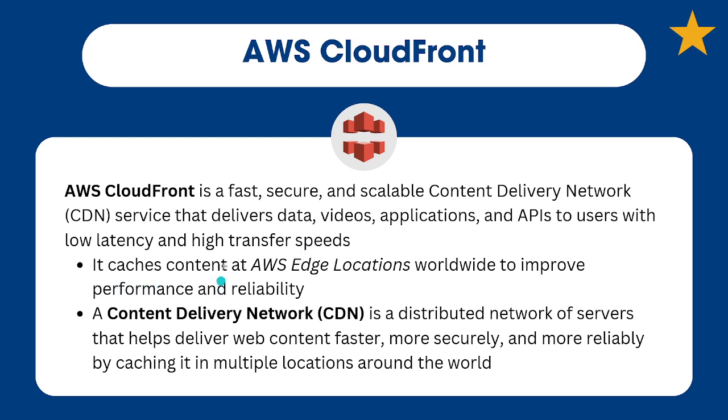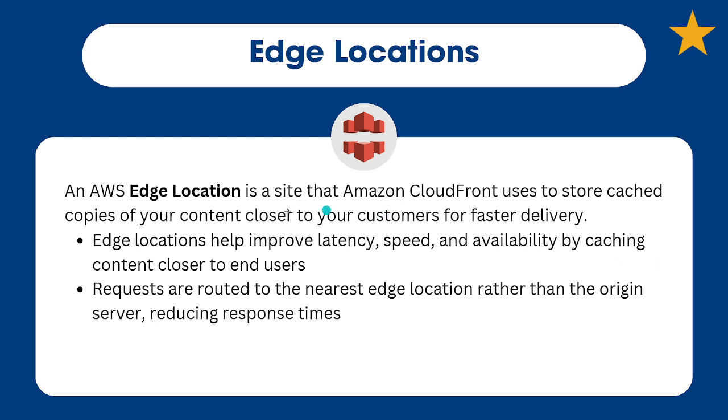All right, so when you are delivering content all over the world, edge locations help improve that performance and reliability. Because as we saw, right, proximity to customers does matter. So how does AWS handle, right, when you have customers all over the world? Well, edge locations help improve that content delivery, that data delivery. How does it do it? So an AWS Edge location is a site that Amazon CloudFront uses to store cache copies of your content closer to your customers for faster delivery.